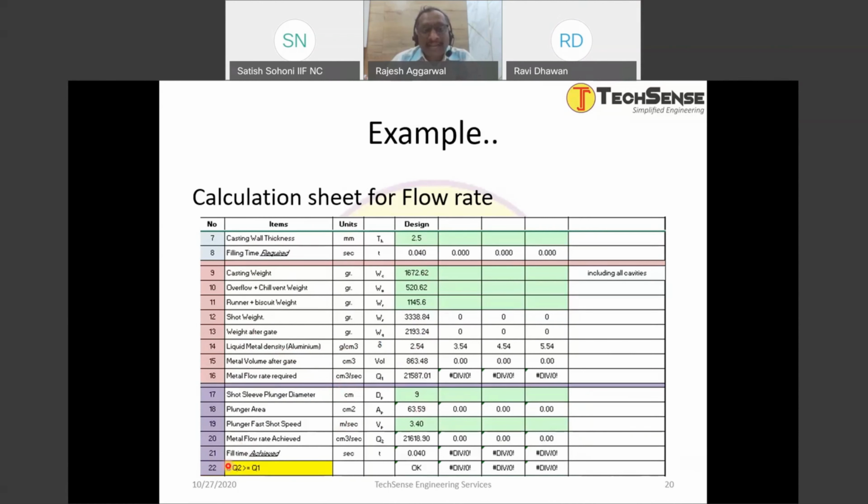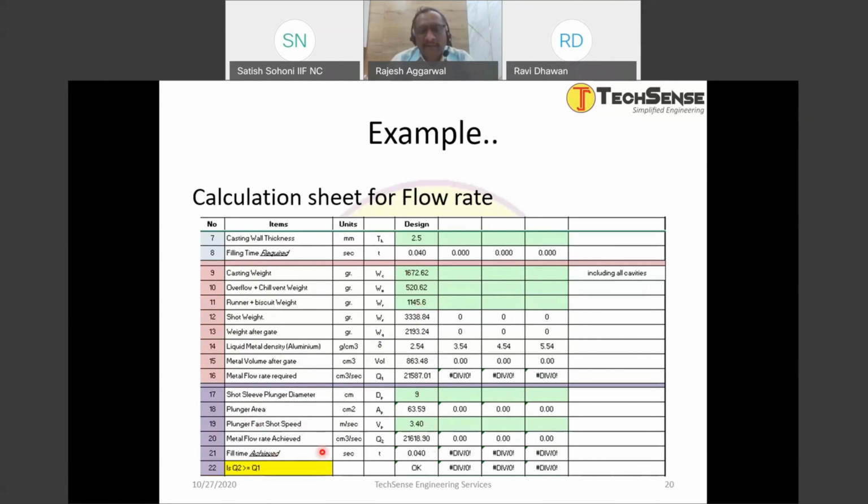Now, when we go to the second part, the formula, you can see the short sleeve plunger diameter, right? The plunger area, that is pi d square by 4, where d is the plunger diameter. Plunger fast shot speed, right? Here you can see the green color cells or the blue color cells are the inputs, right? The plunger diameter is the input. The plunger fast shot speed is also given as an input.